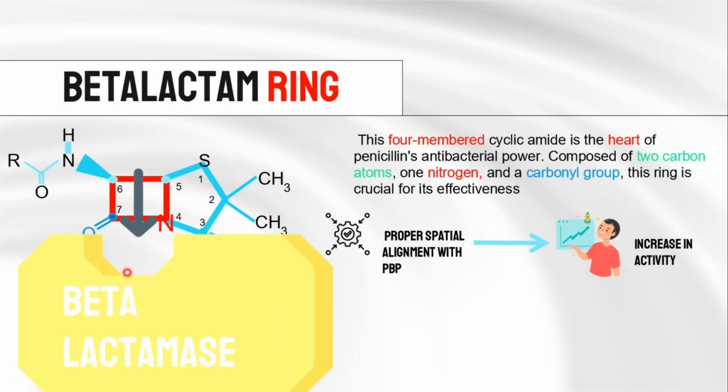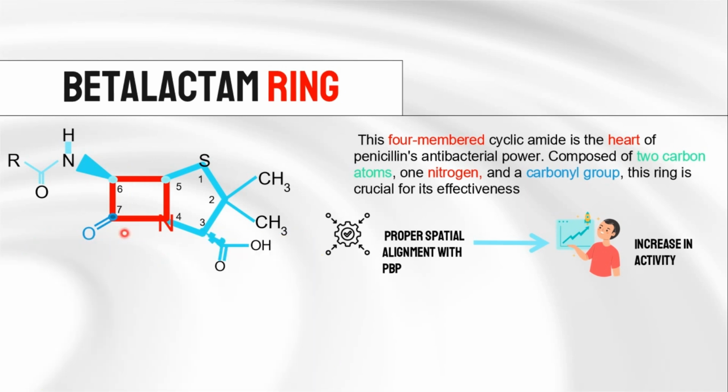To combat this, structural modifications such as introducing bulky R groups at C6, like in methicillin, can sterically hinder beta-lactamase access while preserving the ring's integrity. Yet, the quest for stability against hydrolysis is a delicate balance. Chemical modifications to stabilize the ring often compromise its reactivity toward penicillin binding proteins.